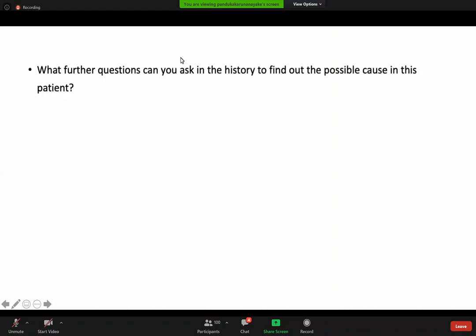What further questions can you ask in the history to find out the possible cause in this patient? So if you are suspecting typhoid, then what are the questions that you want to ask? For example, to find out whether the patient has had any risk of acquiring typhoid. Whether he has eaten from outside, food habits. That's right. So basically, we have to focus on that patient's food hygiene.